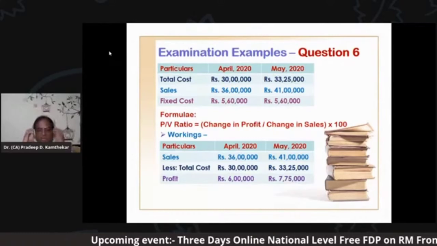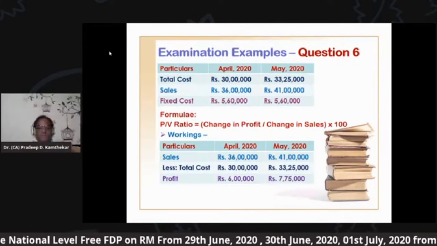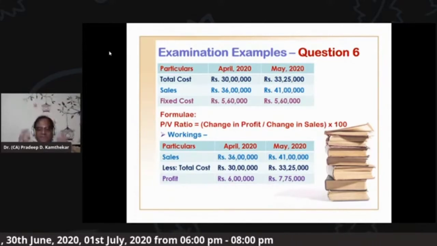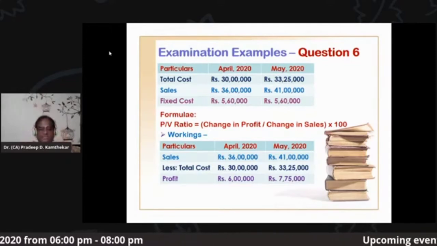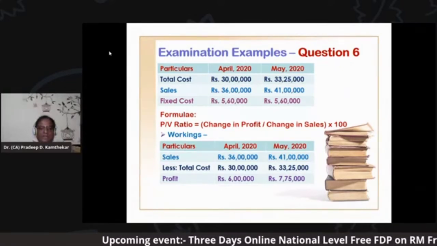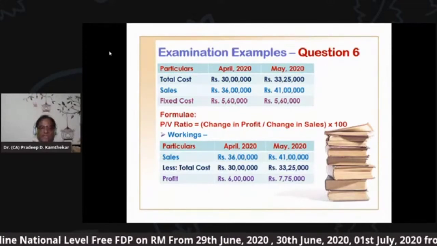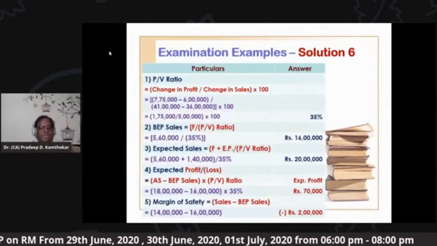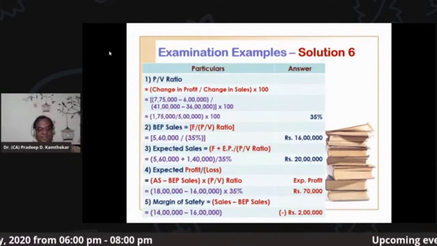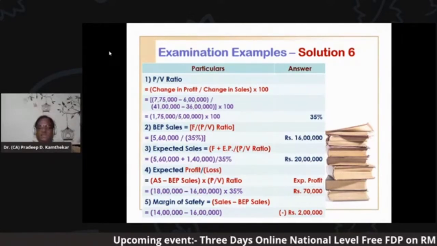See the working here. First I have taken sales of April 36 lakh, May 41 lakhs, less total cost 30 lakhs and 33 lakh 25,000. So here profit I get 6 lakhs and 7 lakh 75,000. So here change in profit you can see 7 lakh 75,000 minus 6 lakhs, so 1 lakh 75,000 divided by change in sales 41 lakhs minus 36 lakh, that is 5 lakhs, into 100. That will be our PV ratio. So our PV ratio is 35%.